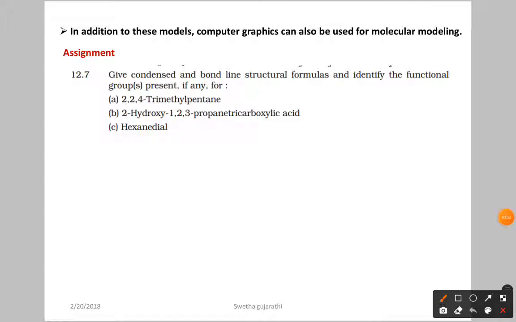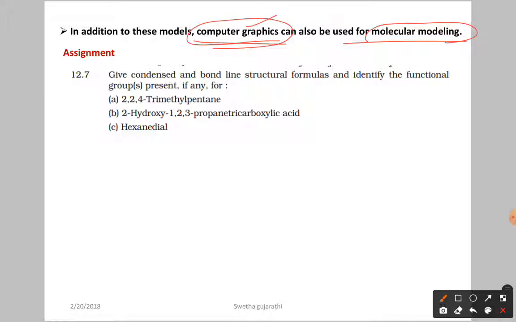Along with the three models, nowadays we are using computer graphics, which can also be used for molecular modeling. Molecular modeling means how the molecules are arranged, which you can come to know by using software. From that also you can come to know the shape of the molecules in a 3-dimensional way, okay.